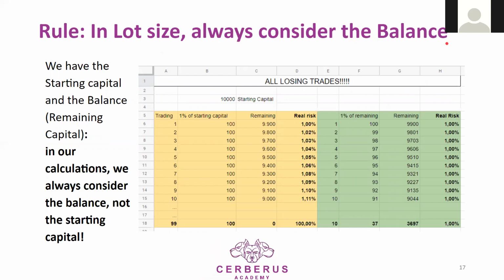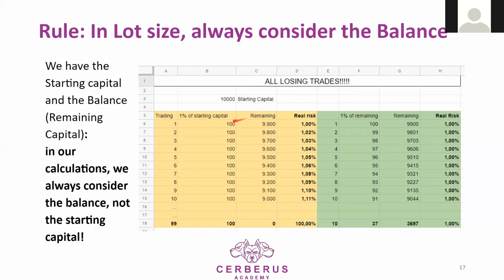Another basic rule: when we are calculating the lot size, we always consider the balance. I told you that money management is not a matter of a terminal, MT4, indicators or whatever. It's much more about Excel. So let's say we have a starting capital of 10,000 euros or dollars, and we have two different scenarios, all losing trades, sadly.